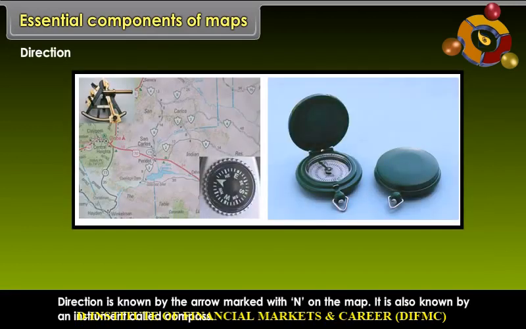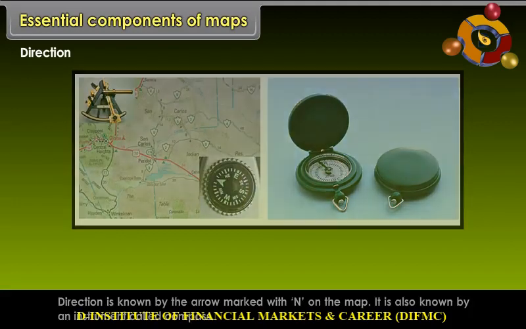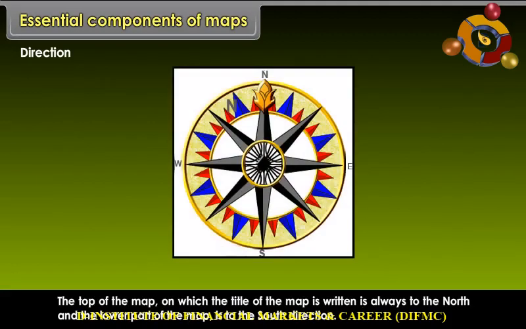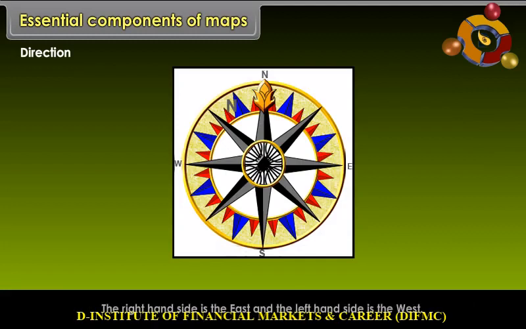Direction. Direction is known by the arrow marked with N on the map. It is also known by an instrument called compass. The top of the map on which the title of the map is written is always to the north, and the lower part of the map is to the south direction. The right-hand side is the east and the left-hand side is the west.